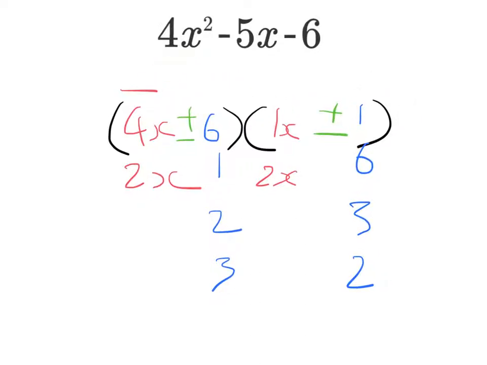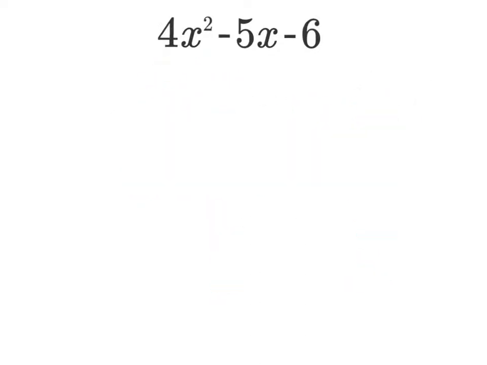So using the magic number method, I look and I go 4 times negative 6. 4 times negative 6 equals negative 24. So I'm looking for two numbers that multiply to give me negative 24, but they've also got to add up to give me negative 5.